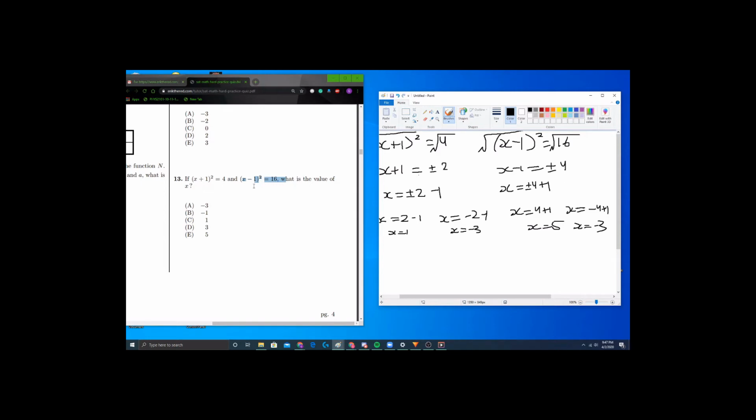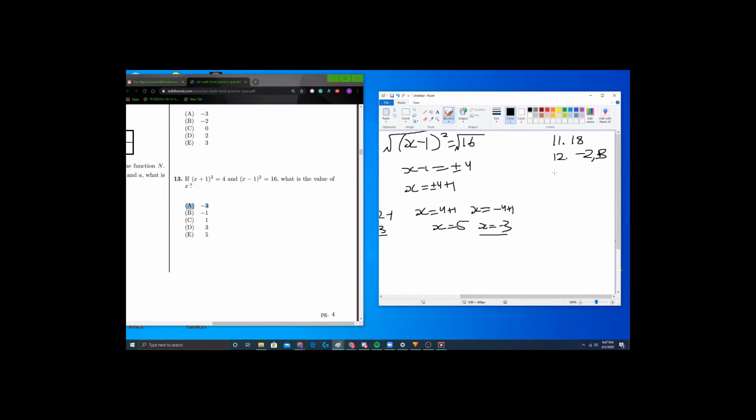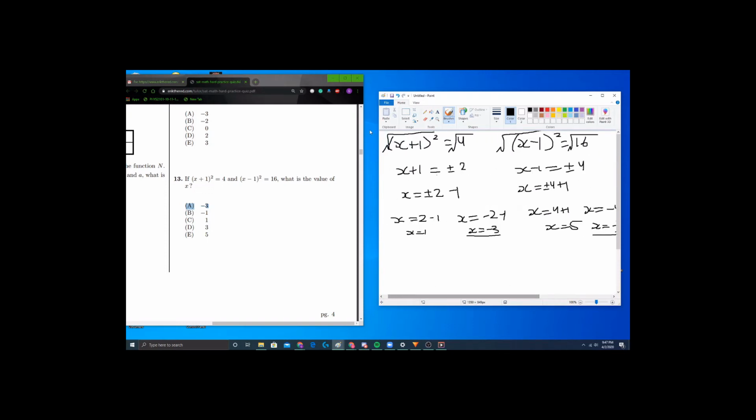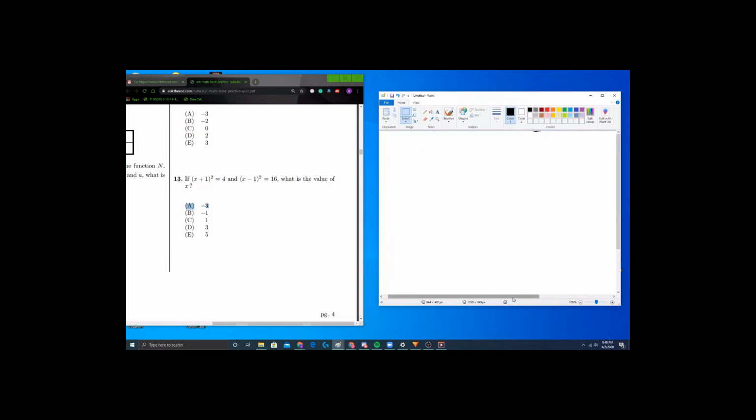So what value of x satisfies both equations? It's going to be x equals negative 3. So our answer is going to be A, negative 3. So 13 is negative 3, A. We're halfway there.